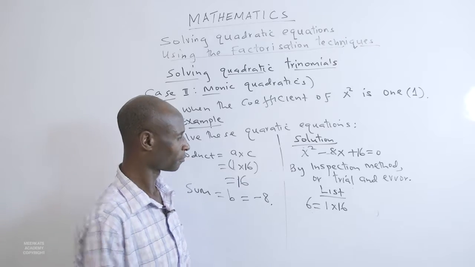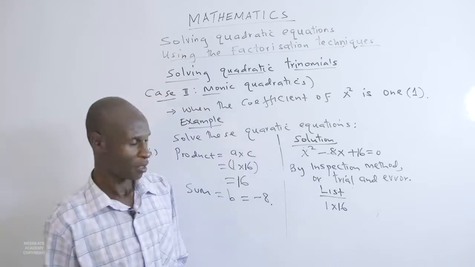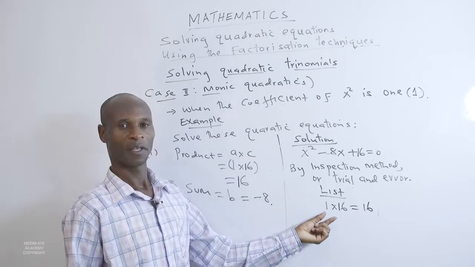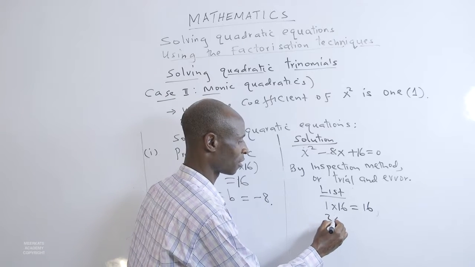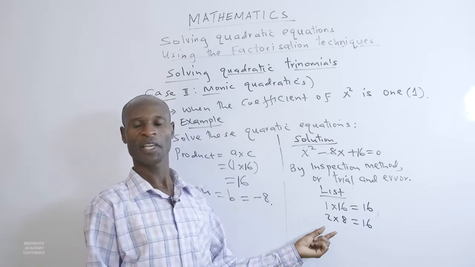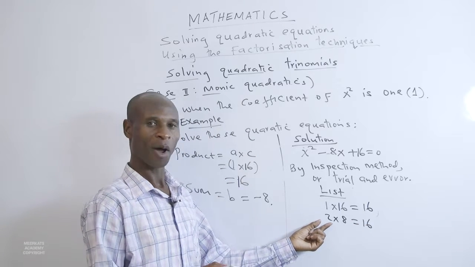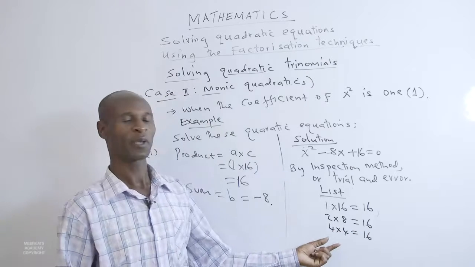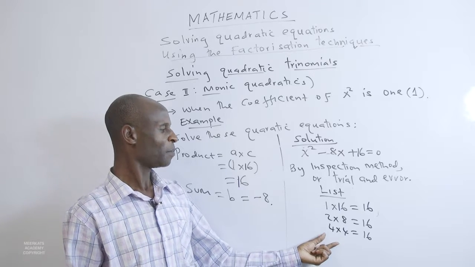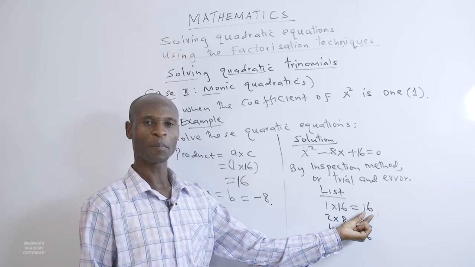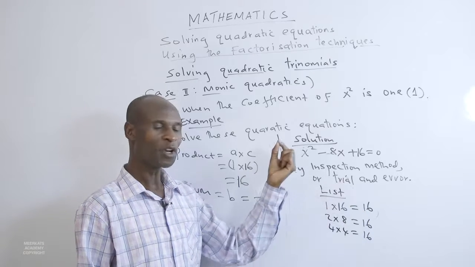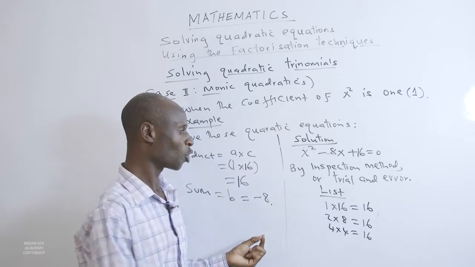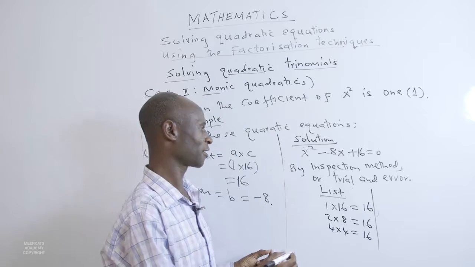So the first one is 1 times 16. You get 16. The second one is 2 times 8. We get 16. The other one, 4 times 4, we get 16. But because our result is positive, the product is positive, it means the two factors must both be positive or both negative. So let us consider a list of negative factors.